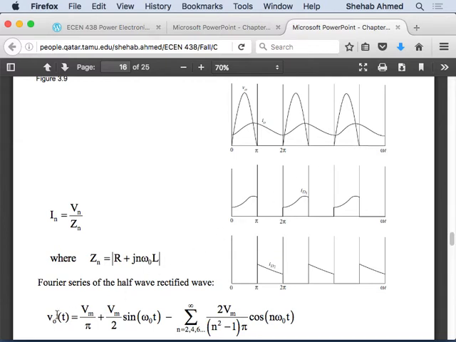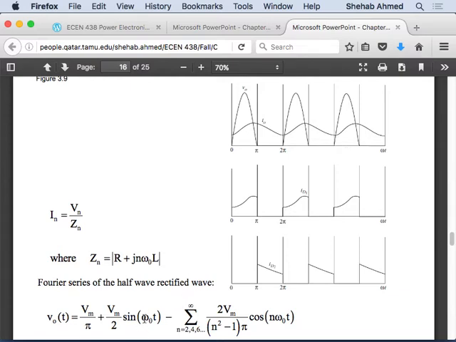And what do I get? I get that the output voltage in Fourier series equals V max over pi. This is its average value. First harmonic, second, fourth, sixth, and so on. This is the Fourier series for this half wave rectified sine wave. This is something you don't need to memorize. It's in the sheet that I gave you for Fourier series.